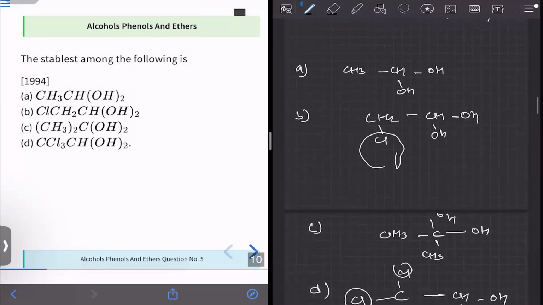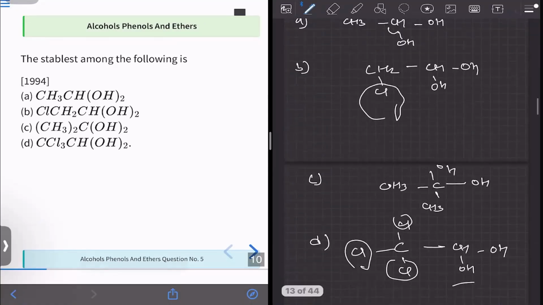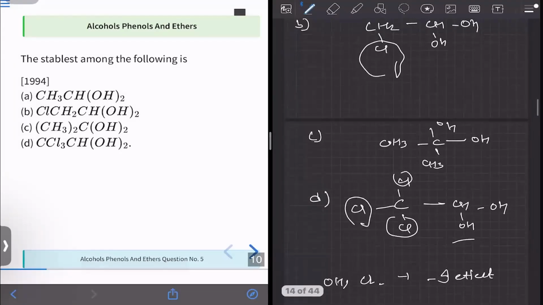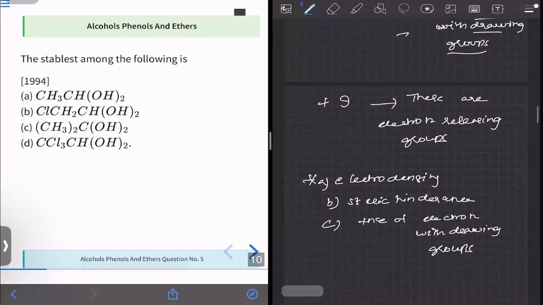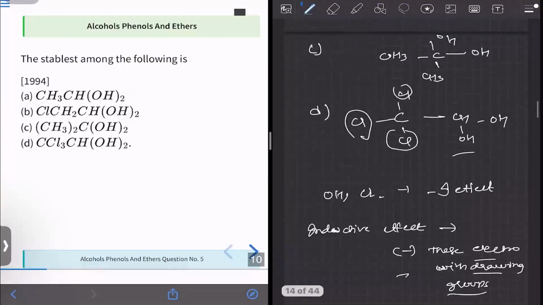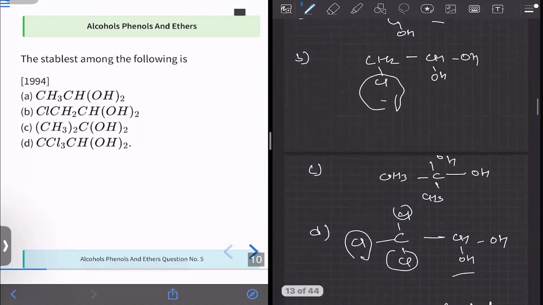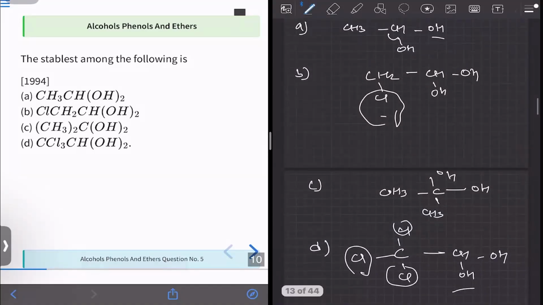See, this carbon is attached to OH and CH3, and this carbon is attached to CH2, Cl, and OH. Steric hindrance is almost the same in all options, so it doesn't make much difference. And option C, presence of electron withdrawing groups. We all know that OH and Cl both are electron withdrawing groups, but all options contain 2 OH groups, so it does not make much difference.